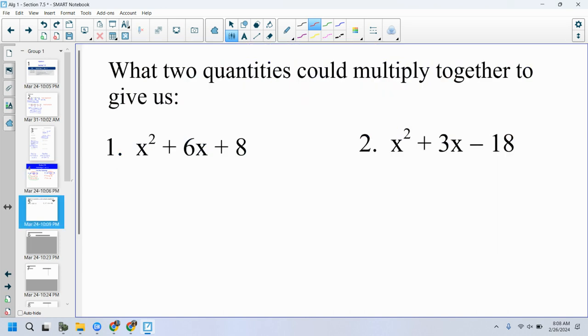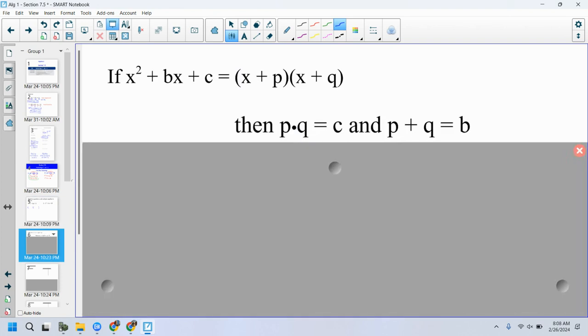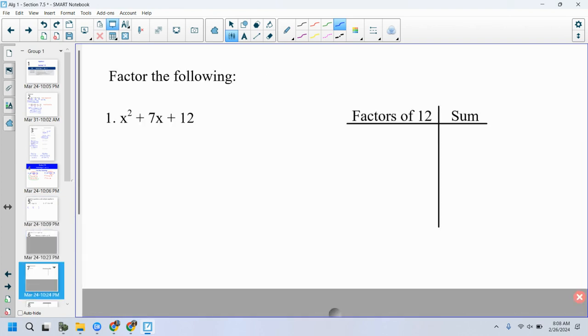Okay, so let me ask you, what two quantities could multiply together to give us x squared plus 6x plus 8? Well, oh, that's my same exact two problems. Let's jump back down to number 1. Let's just go straight to here, sixth period, and jump past that second part. All right, x squared plus 7x plus 12.